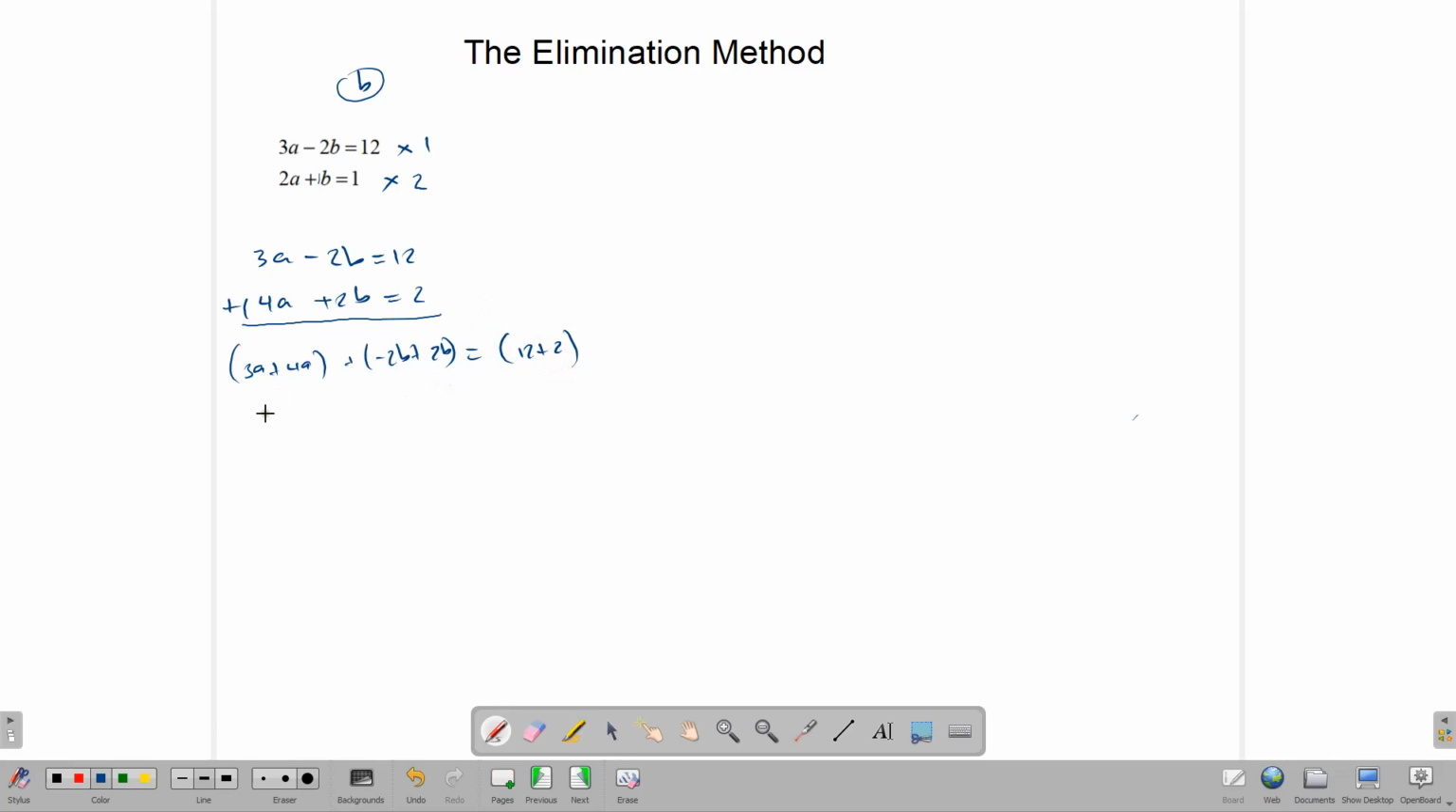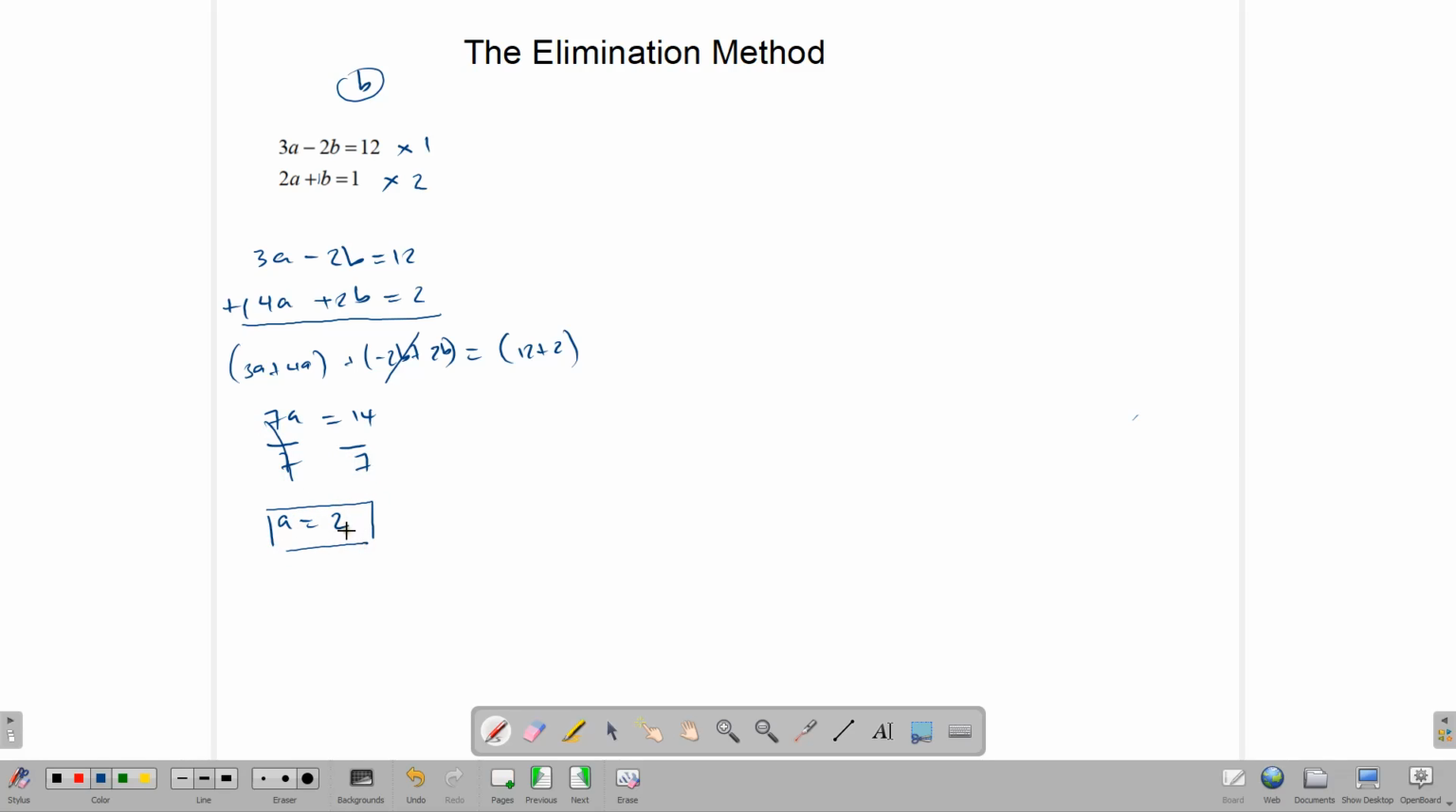So 3a plus 4a gives us 7a. The b is eliminated, equal to 14. And now we can use division to get the value of a. So dividing both sides by 7, a is equal to 2.